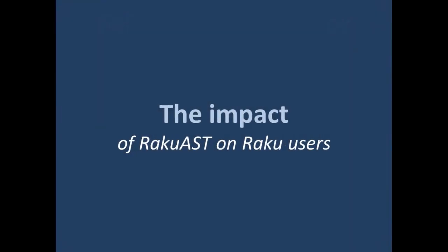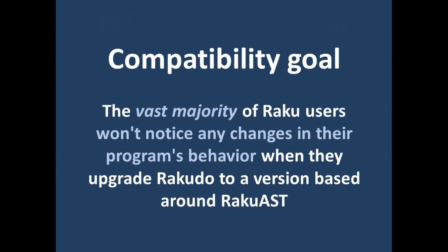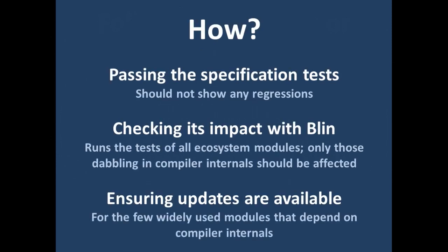So let's finish up by taking a look at the impact of RakuAST on Raku language users. Firstly, I'd like to offer some reassurance. I'm quite committed here to making sure that for most people, when they upgrade their Rakudo compiler version, and run a version of Rakudo that is based on RakuAST for the first time, they will not notice any changes to their program's behavior. That's quite a lofty goal, given that we are changing really a very significant amount of the compiler code base. However, there are some things that are decidedly in our favor.